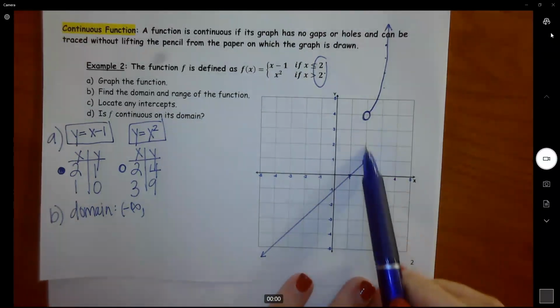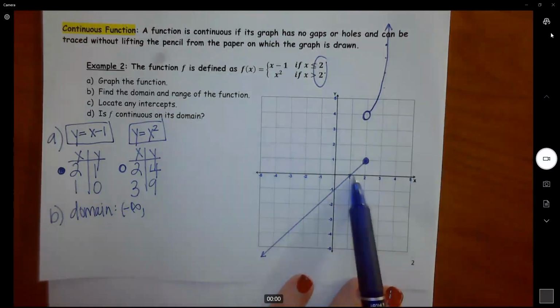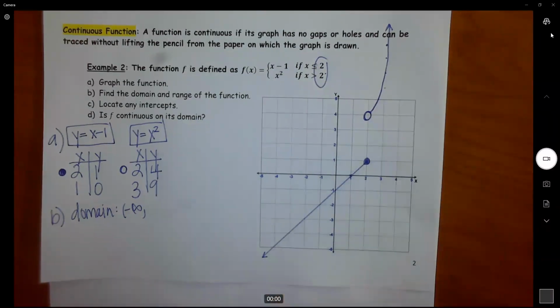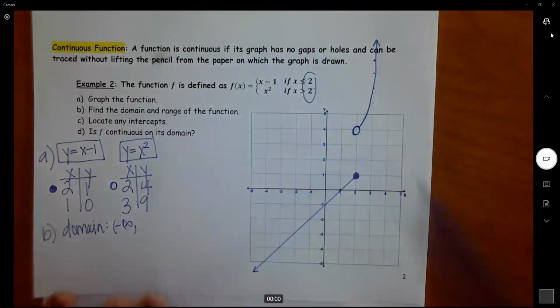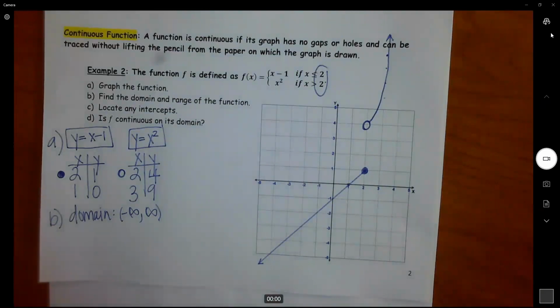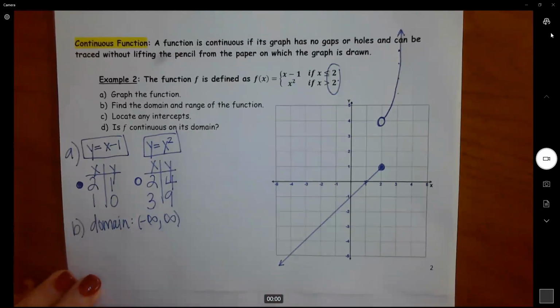So I don't need to take a break here, even though it's breaking. It's breaking along the y's, right? But it's not breaking along the x's because I do have an x at 2. So it's not breaking. And then the last thing I hit is an arrow. And so this is infinity. Spoiler alert, your domain for all piecewise functions is going to be negative infinity to infinity.